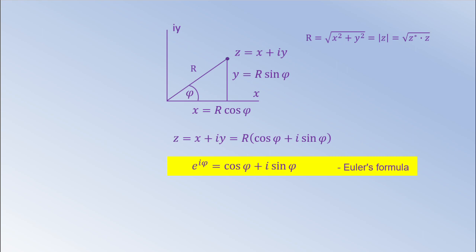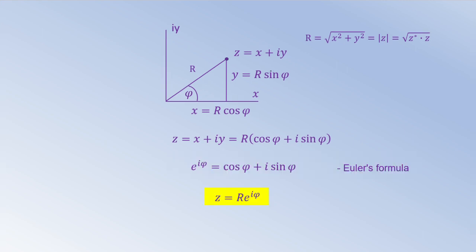Now is the time to introduce the famous Euler's formula: e to the i phi is cosine phi plus i sine phi. It relates the exponential function of the imaginary argument to trigonometric functions. Substituting Euler's formula into the last expression for z, we obtain the short formula z is r e to the i phi. Actually, this is the end of the information which would be better for you to know to understand the basics of quantum science.